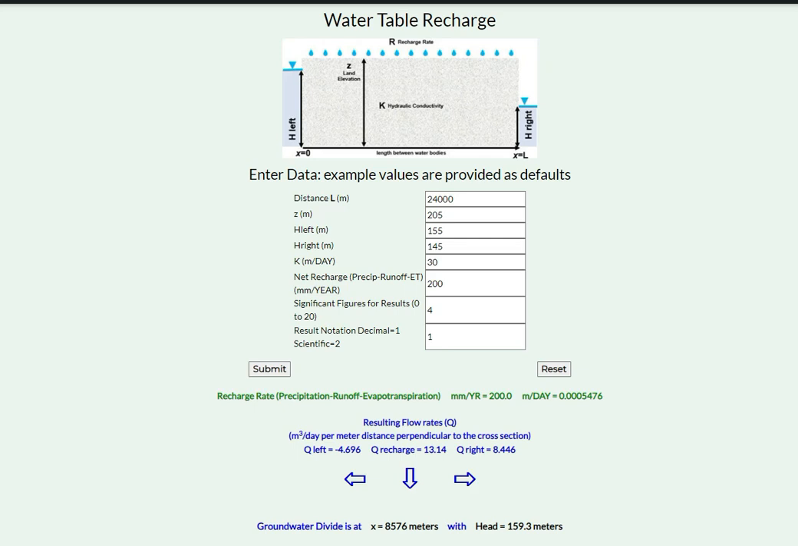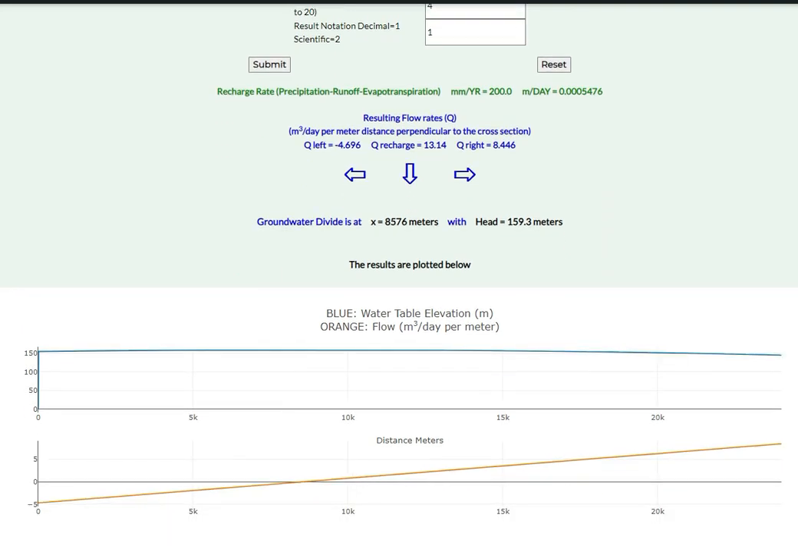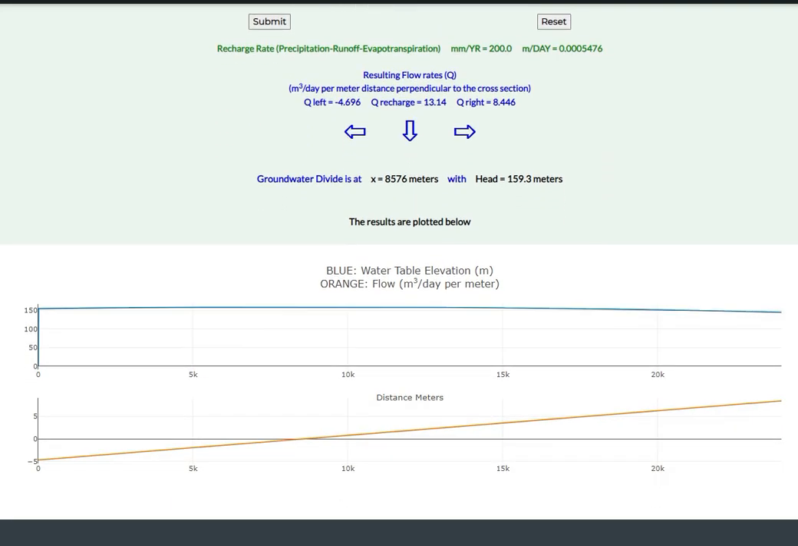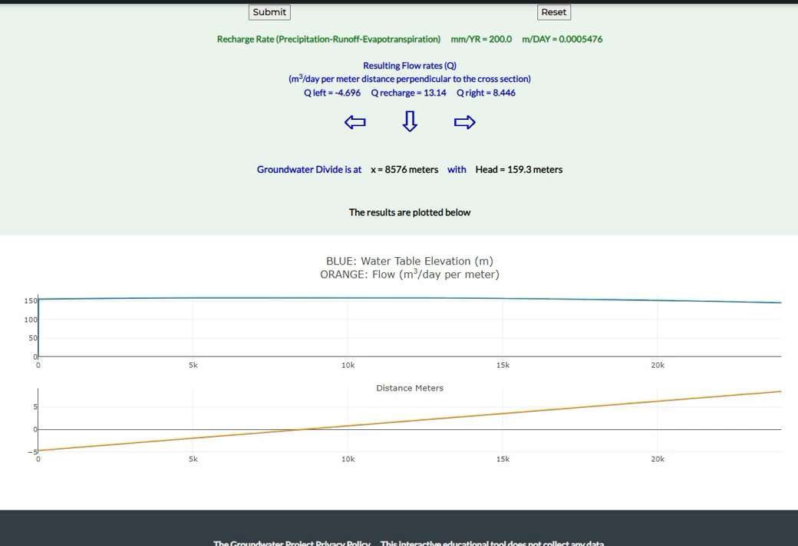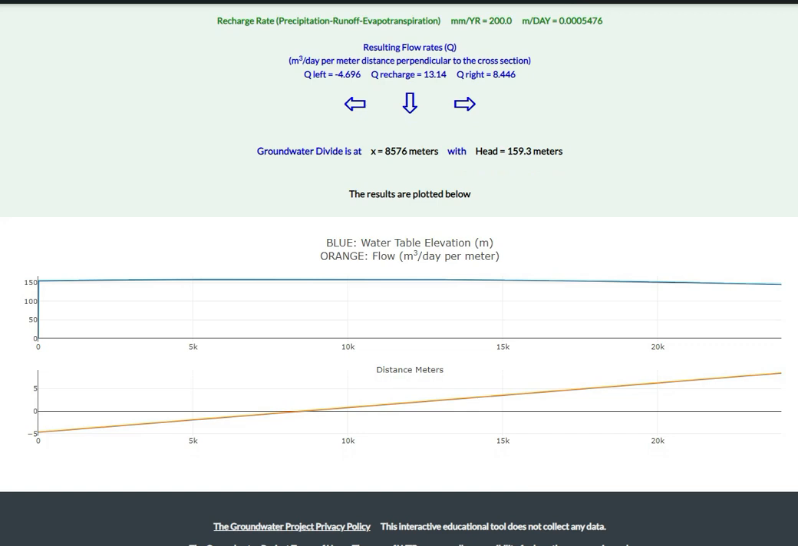Results appear below the input menu. First, the net recharge is shown and converted to consistent units of meters per day. This is precipitation minus runoff minus evapotranspiration. Below that, the flow rate to or from the left, the top, and the right are shown in cubic meters per day per meter into the image. The arrows provide a quick sense of the flow pattern. Next, the position of the groundwater divide and the head at that location are displayed.